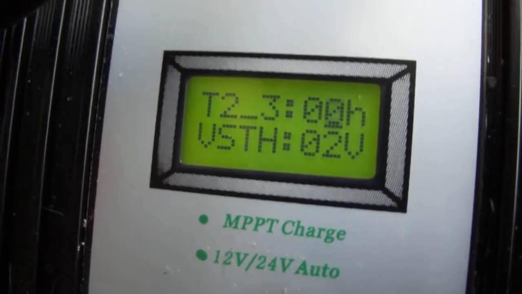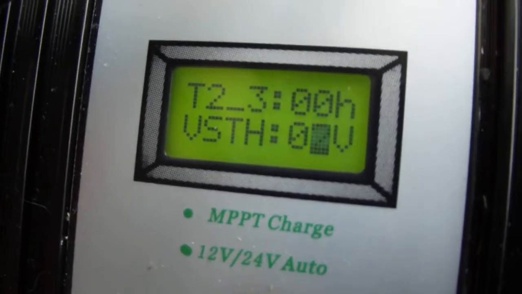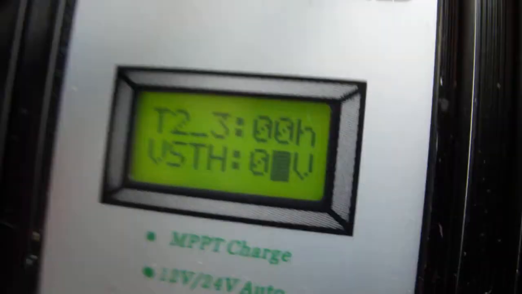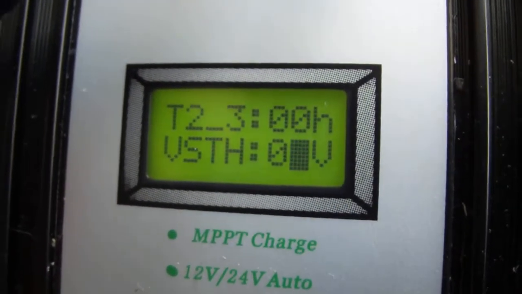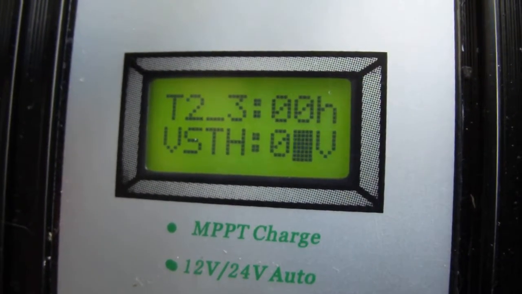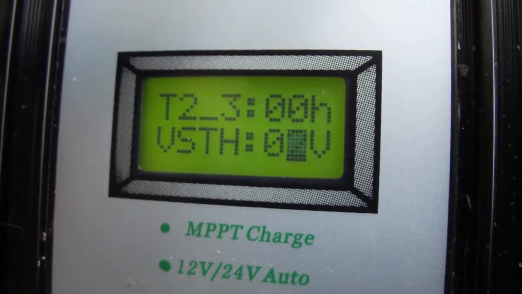Now this bit's a bit tricky. This is when the load, what am I pressing? Yeah. This voltage here is set at 2 volts. When the solar panels reach 2 volts, then this will switch off the lamp, if there's, switch off the loads.